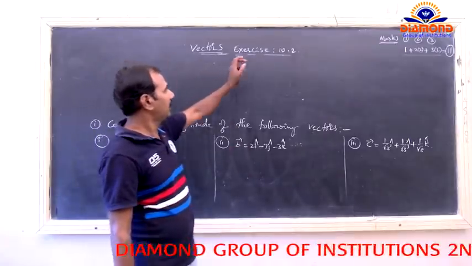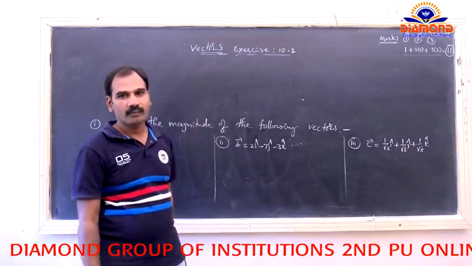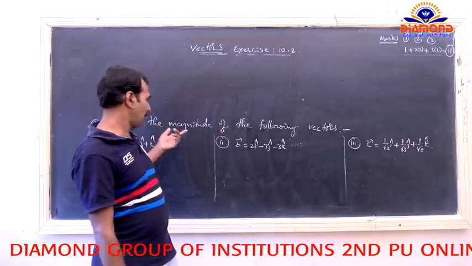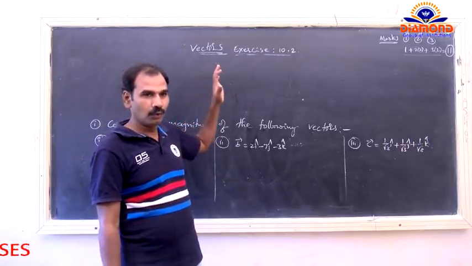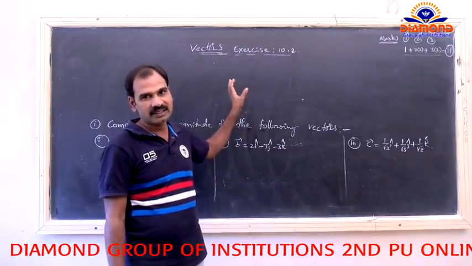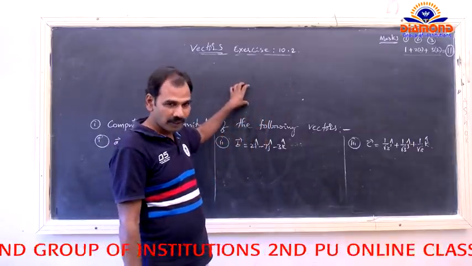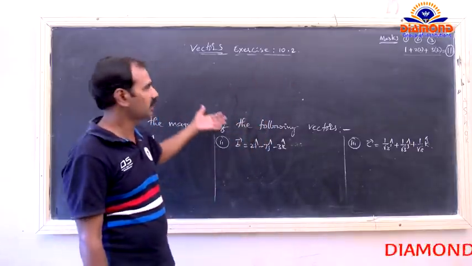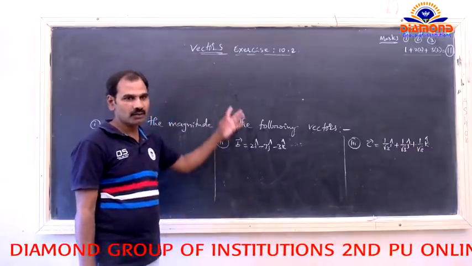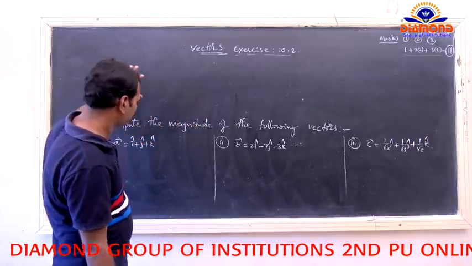In vectors, Exercise number 2. Here we discuss the magnitude of the vector, unit vector, sum of the vectors, difference of the vectors, and scalar multiple of the vector. Multiplication of scalar we discuss in the second exercise. It is also a 1 mark and 2 marks question in the annual examination.